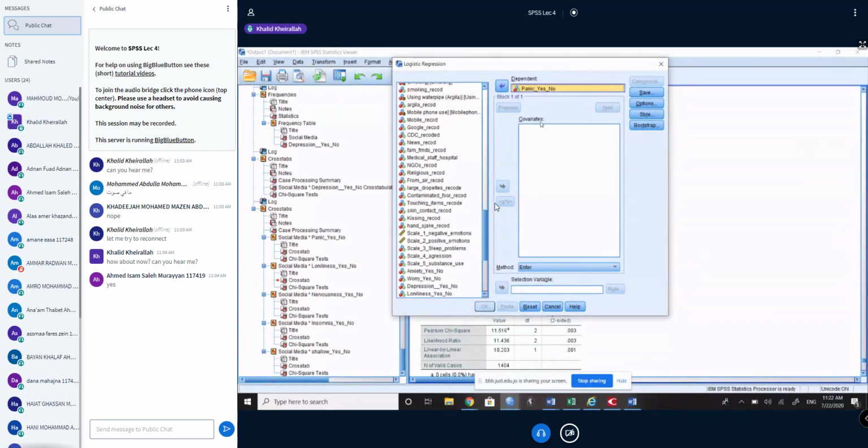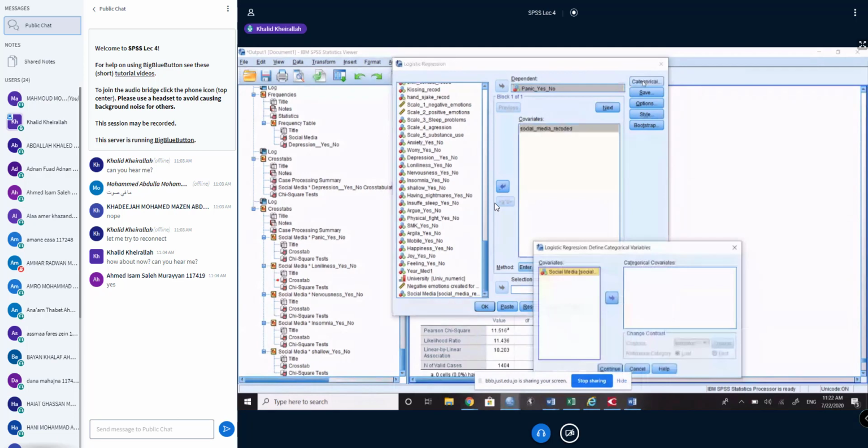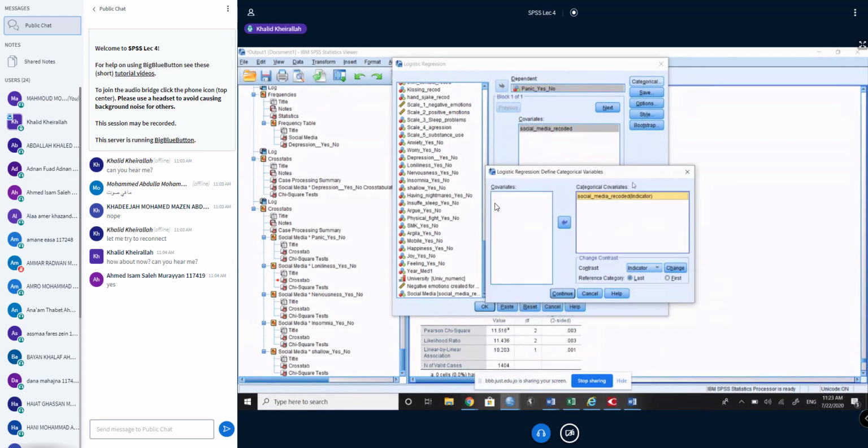Now for the covariates here, which are the variables that we are using, we're going to use social media. Okay? Now social media is a categorical variable. So we have to say this is a variable. It has 3 distinct categories. Now, which one do you want as the reference group? I want the reference group to be the first one. See how this is going to change when I hit change. Okay, so I want the reference group to be the first one.